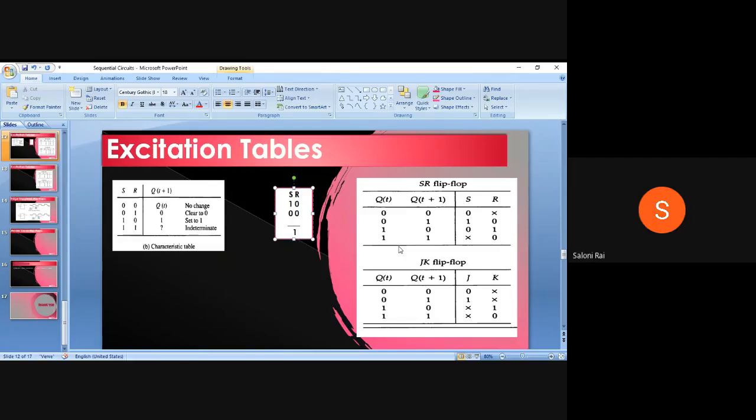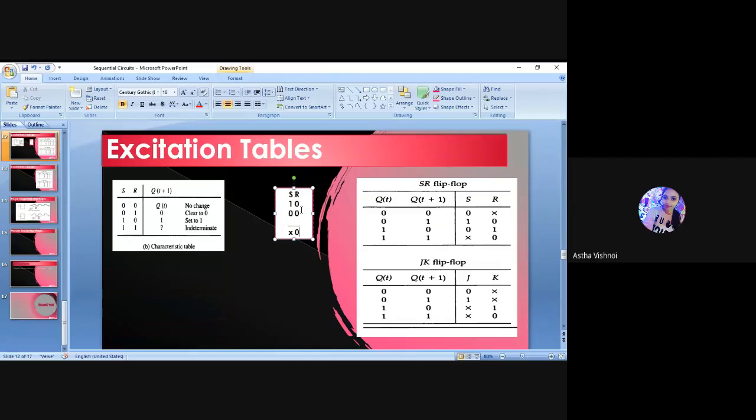So can I write this as don't care, 1? That means I don't care what input you give for S, right? But R must be given as 0. Right, students? Yes, ma'am. Are we on the same page? Have you understood this? Ma'am, please repeat this again.